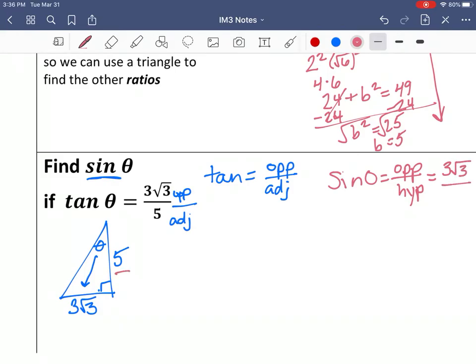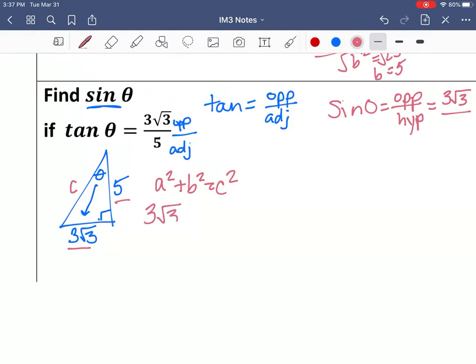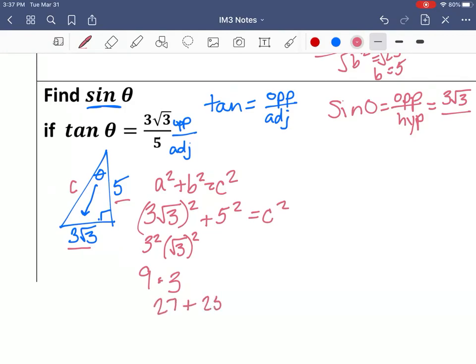So I come back here, and what do I know? I know two sides of a right triangle. So I'm going to use my a squared plus b squared equals c squared, knowing that c, or the hypotenuse, is what I don't know in this case. So 3 root 3 squared plus 5 squared is equal to c squared. So let's see, 3 root 3 squared, that's 3 squared and root 3 squared, or 9 times 3, which is 27, plus 25 is equal to c squared. What is 27 plus 25? That's 52, is equal to c squared.